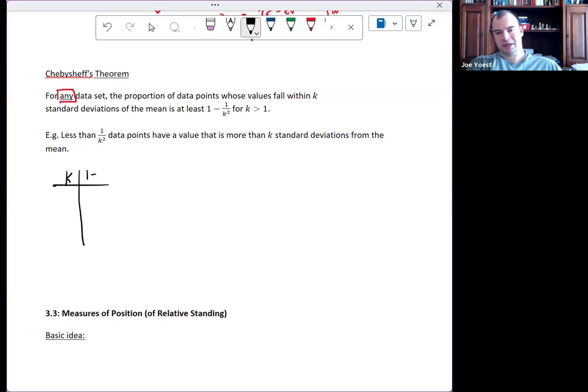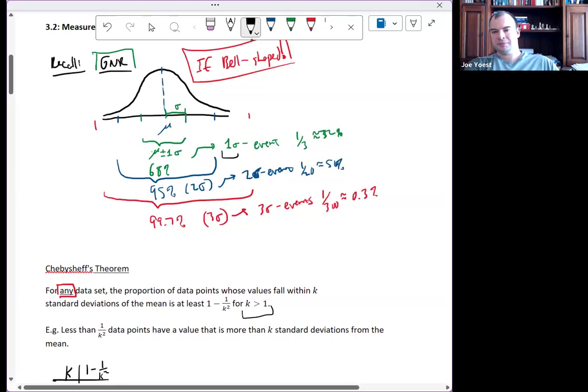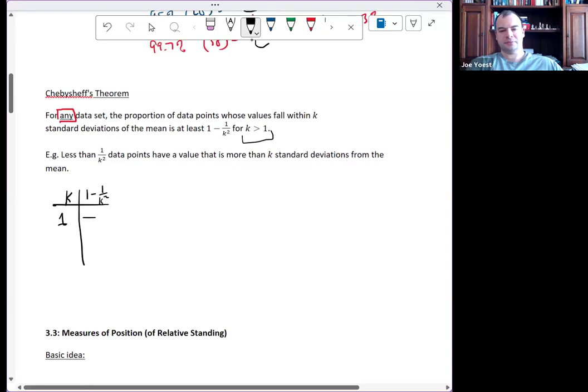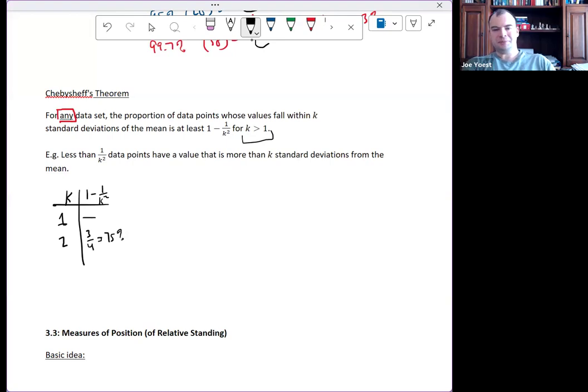So let's look at k compared to 1 minus 1 over k squared. Well, for k equals 1, note that our theorem doesn't apply. So we're looking to kind of compare with our rules up here. For k equals 2, I have 1 minus 1 over 2 squared. 1 minus 1/4 is 3/4, or 75%. And for k equals 3, I have 1 minus 1/9, or that's 9 minus 1 is 8 over 9, which is about 89% or so.